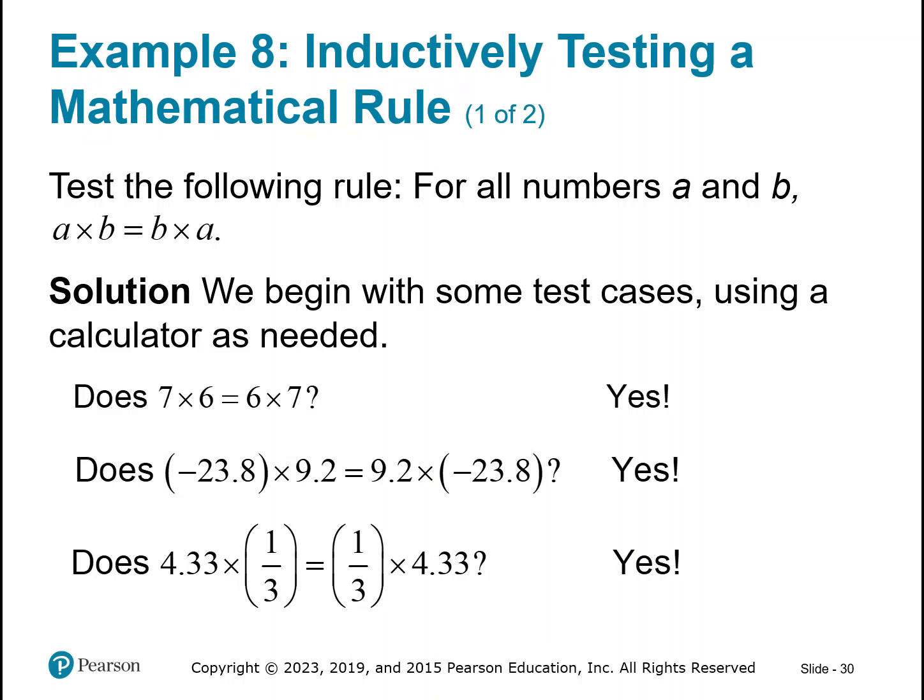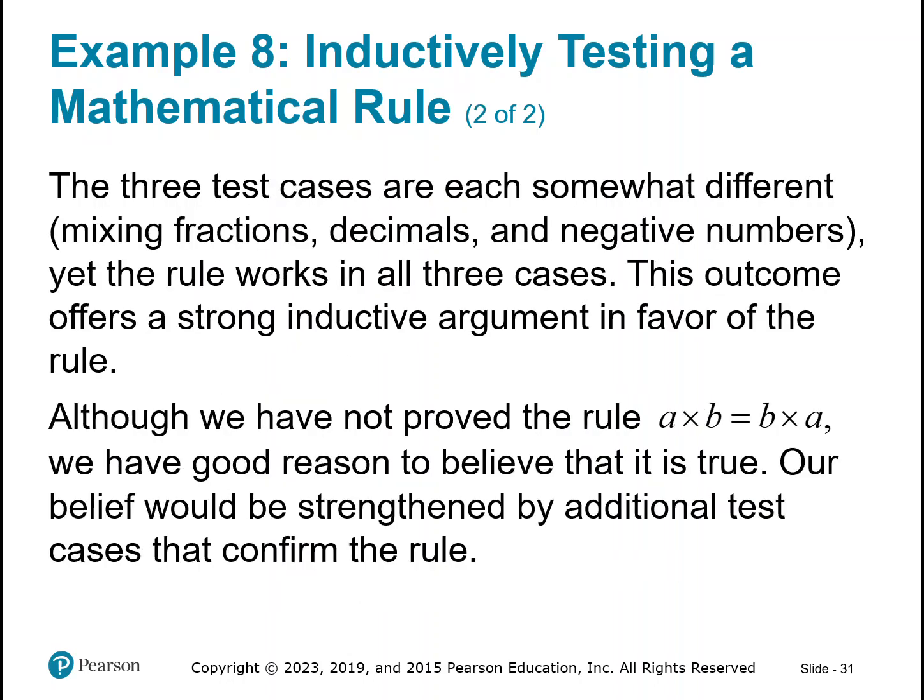The other ones, they work out, right? If I want to multiply decimals, if I want to multiply negative values, if I want to multiply fractions, it works when I switch things around. This is actually called the commutative property. The three test cases are each somewhat different: fractions, decimals, negative numbers, but the rule works. It offers a strong inductive argument in favor of the rule. We haven't proved that a times b equals b times a, but we have good reason to believe it's true.